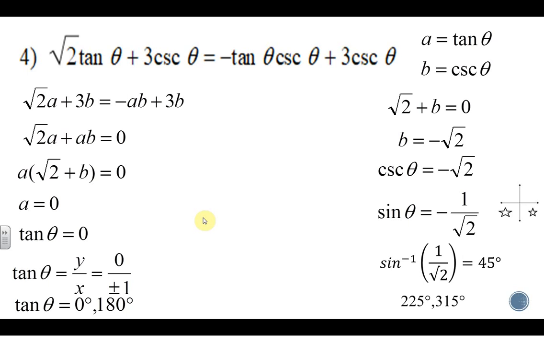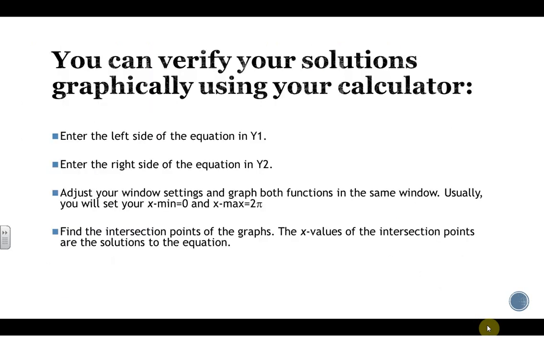So your total answerage, is that a word? Okay. 0, 180, 225, and 315. Sounds like a good word. Answerages. Don't forget, you can verify your solutions.